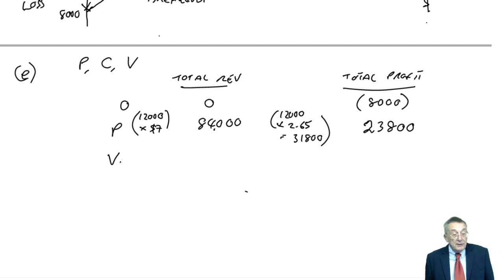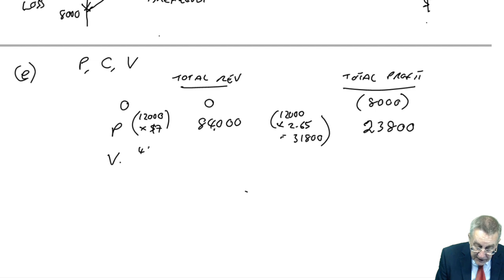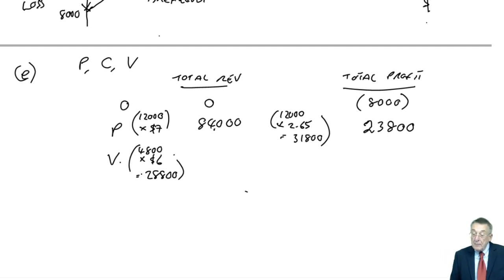And how much revenue would V earn us? There's 4,800. The revenue is $6 a unit. So it'll earn us extra revenue of 4,800 times 6. We'll get an extra 28,800. We've already got 84,000 from P. If we now sell as many V's as we can, the revenue will go up, add on 28,800, the revenue goes up to 112,800.